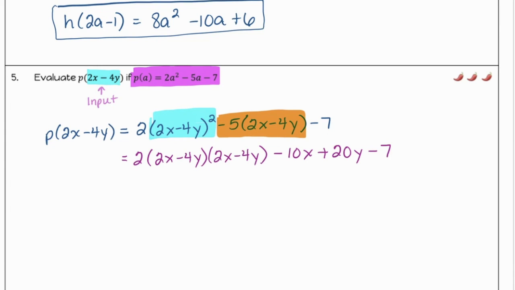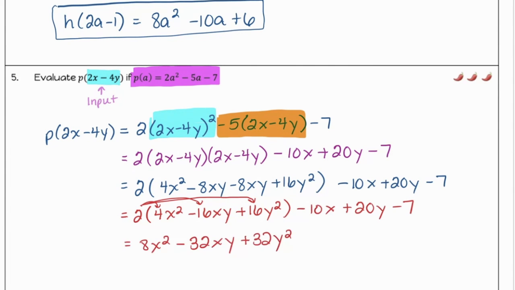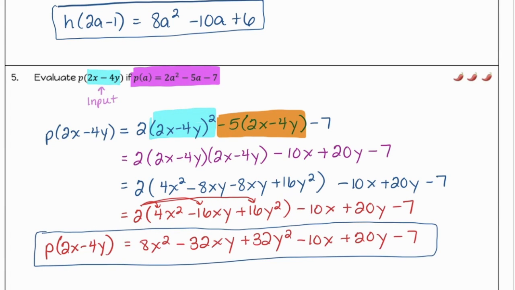Okay, so I have here, I expanded it, I did my distribution. I'm going to just keep going. So I actually expanded it just a little bit more. I'm going to combine like terms and distribute that 2. After doing my distribution of that 2, I end up with this long polynomial, but I am going to keep it. There wasn't any like terms I could combine and make it smaller. So when we input the 2x minus 4y, this is our new output.